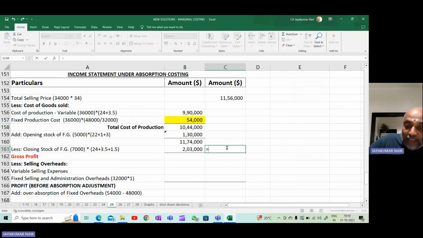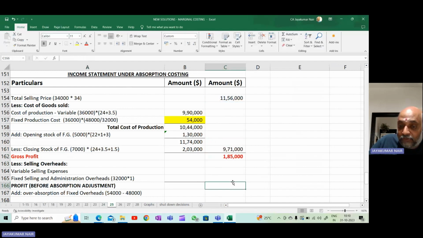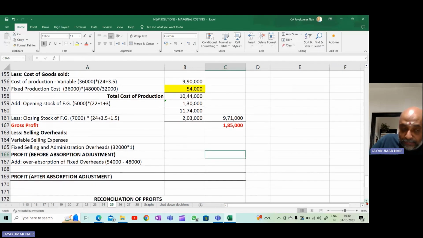So what is the value of goods sold? It is this minus the closing stock, which is 2,03,000. This is the value of goods sold. How do you find the gross profit? Gross profit is sales minus the cost of goods sold. The cost of goods sold we have already calculated. Therefore, 1,85,000 is your gross profit.